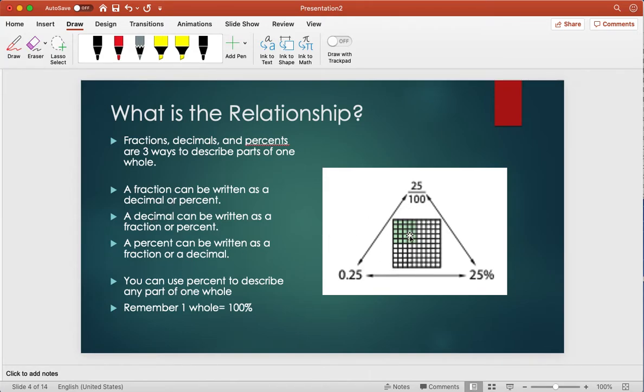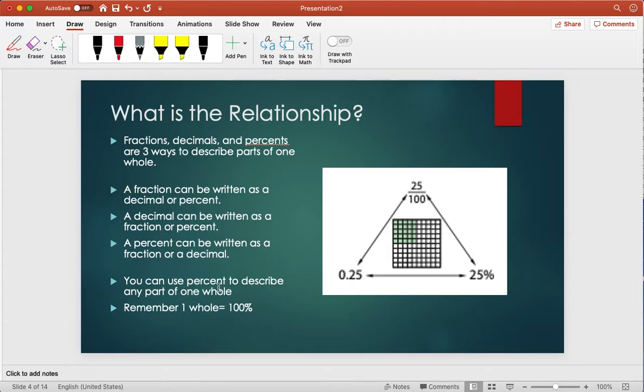So here we have an image. It's 100 squares, and of that 100 squares, 25 are shaded in, right? So 25 of the 100 are shaded in. That's why we can represent it this way. But not only can we represent it as a fraction, we can also represent it as a percent and a decimal, right? These values are the exact same.